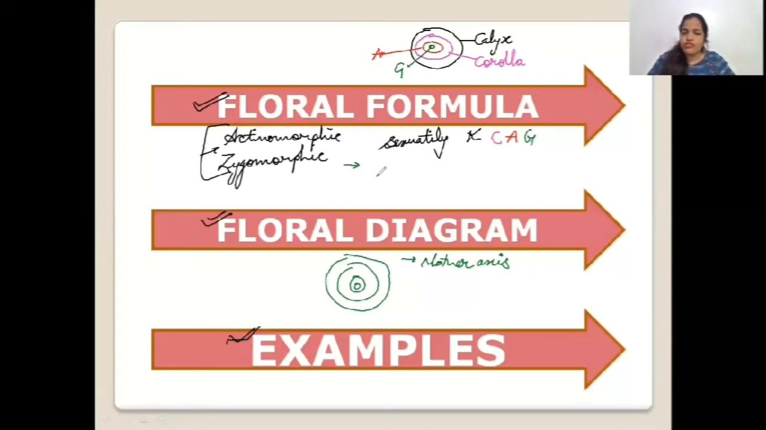So coming to floral formula, the points like the position of ovary. Position of ovary is not expressed in floral diagram. Then the next point is symmetry. Symmetry is expressed in floral diagram also, but we need to pay more attention to the arrangement. So it's easily learned in the floral formula. Then floral diagram is clear.